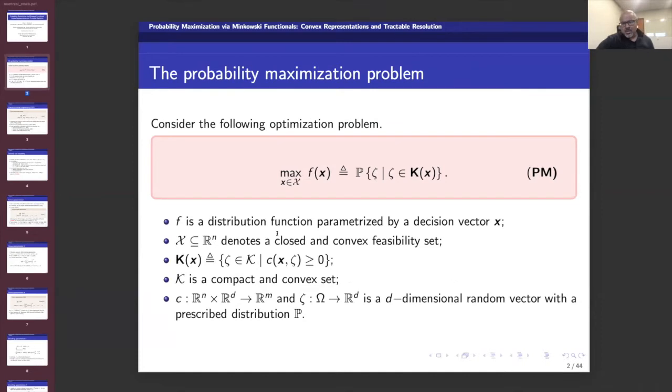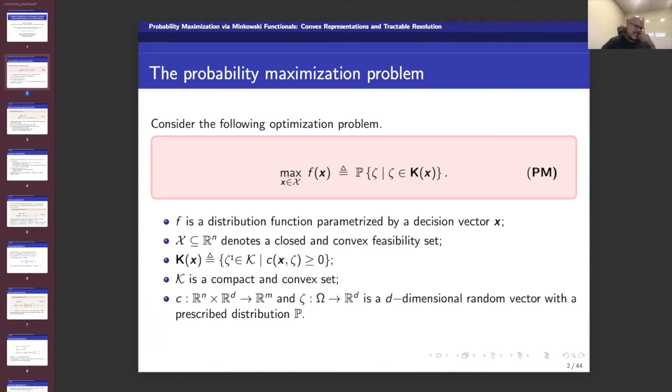Okay, so this work pertains to probability maximization, and I'm going to relate it to the more general problem of chance-constrained optimization as we get towards maybe 60% of the talk. So this is the problem that we're interested in.